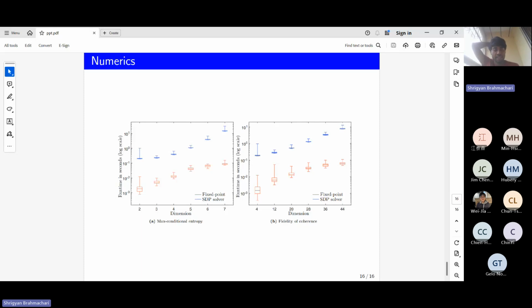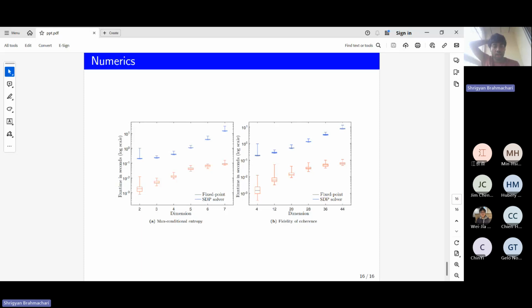As you can see, there's a massive difference in how much time it takes, even for the max conditional entropy problem. By the way, the scale on the y-axis is logarithmic. By the time you reach 6 dimensional qubits, our algorithm will take about 10 to the power minus 2 seconds, and the SDP will take almost 10 seconds. So the SDP scales pretty badly, relatively. This tells you why we care about these algorithms: they're very fast and quite efficient.